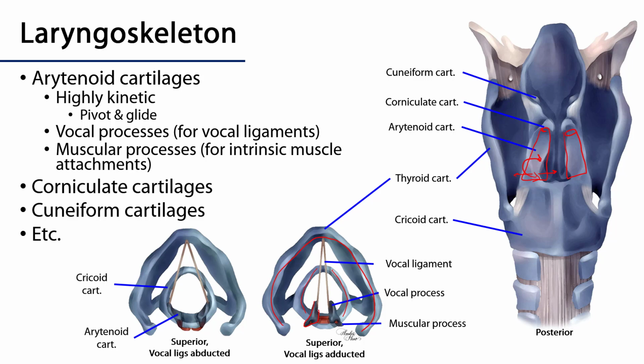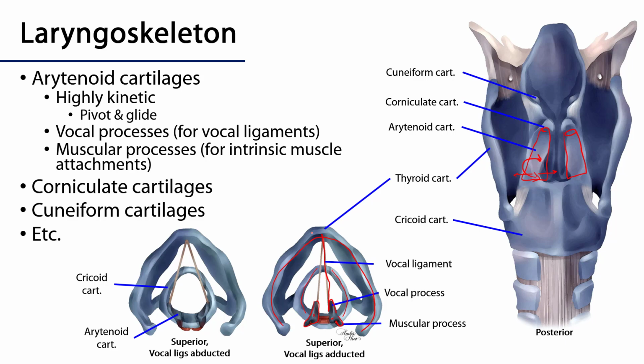Now, keeping in mind that the arytenoid cartilages are more like funnel-shaped or pyramidal, with the apices of those pyramids there and there. And so here we get a really good sense for those processes. So there's the vocal process, and there is the muscular process of the arytenoid cartilage. And in this case, that vocal process is an attachment site for the vocal ligament that runs to the anterior portion of the thyroid cartilage.